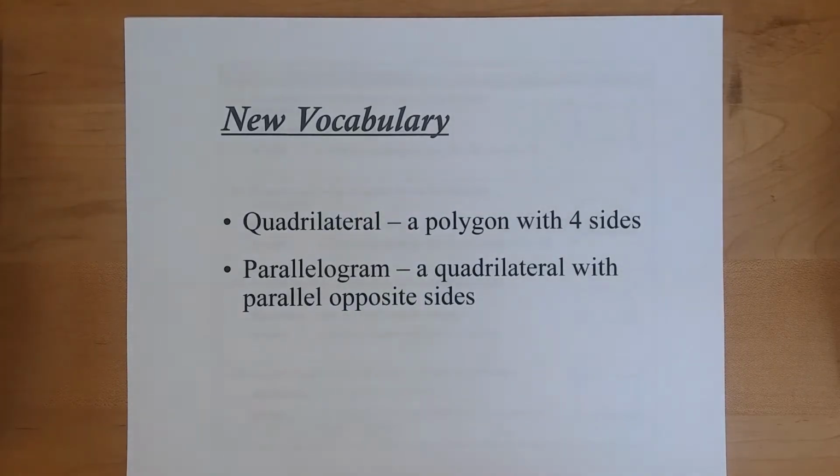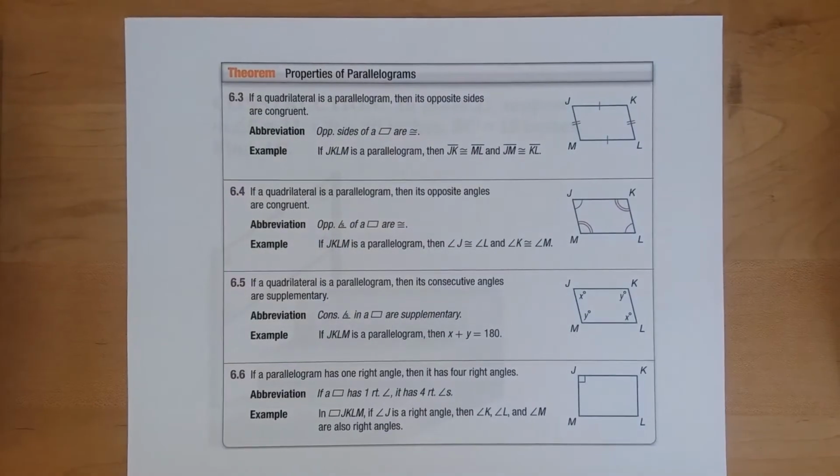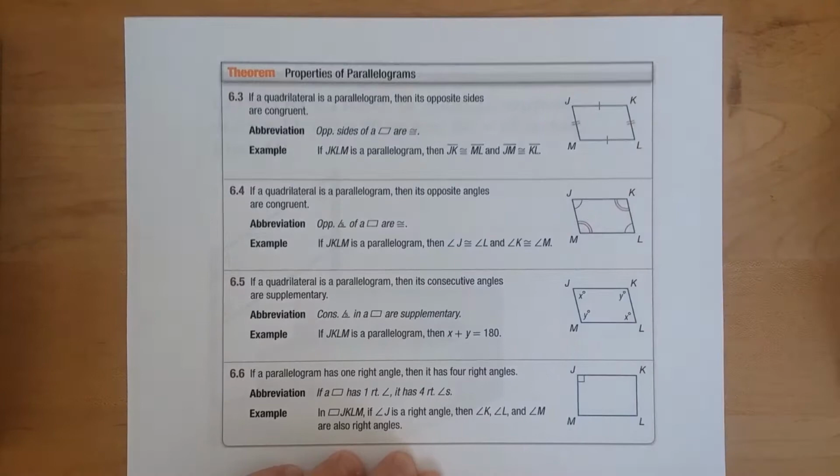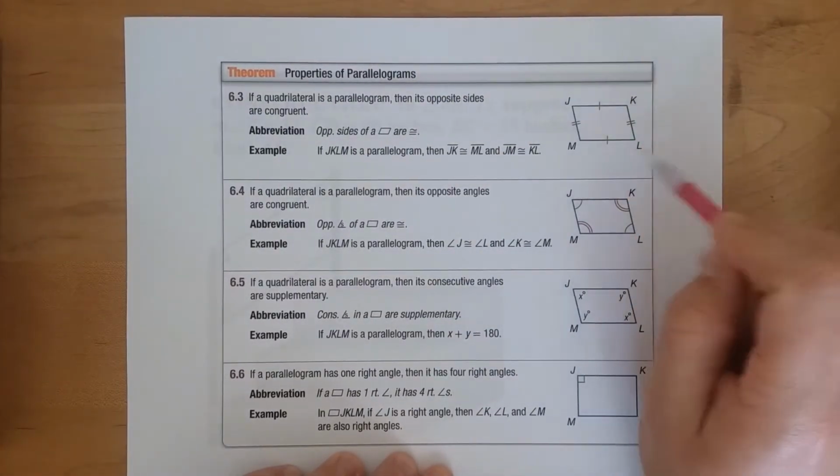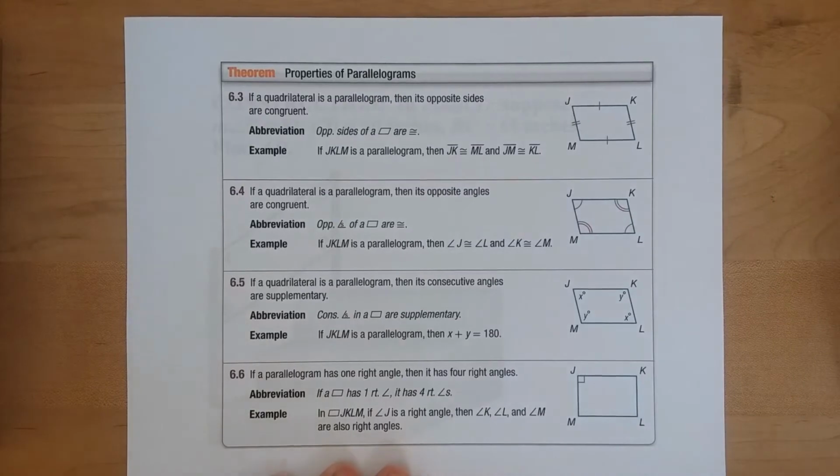Now, there's lots of other interesting properties about parallelograms, just like if we knew we had a triangle, there were other things that we knew about triangles. For instance, we knew that the sum of the interior angles was 180 degrees. Parallelograms, being a quadrilateral, we know the sum of the interior angles is 360 degrees. And there's also lots of other interesting things that we know. We know that if a quadrilateral is a parallelogram, then its opposite sides are going to be congruent. You can see they're marked here. JK is congruent to ML, and JM is congruent to KL.